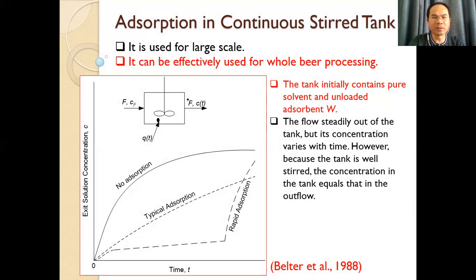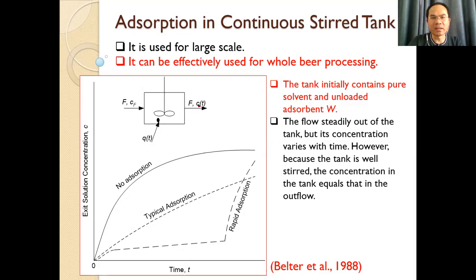The operation of the continuous stirred tank: the tank initially holds pure solvent and unloaded adsorbent. For this case, it's only the solvent and sorbent with no solute adsorbed on the surface. The flow is steady out of the tank, but its concentration varies with time. We feed the solute solution to the adsorption unit. We feed in and feed out continuously, but concentration is unsteady state. The flow is steady state, but concentration is unsteady state, because concentration drops with time.